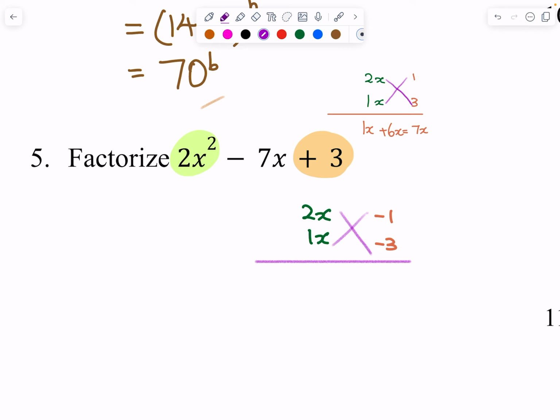Again, 1 times negative 1 is negative x. 2x times negative 3 is negative 6x.